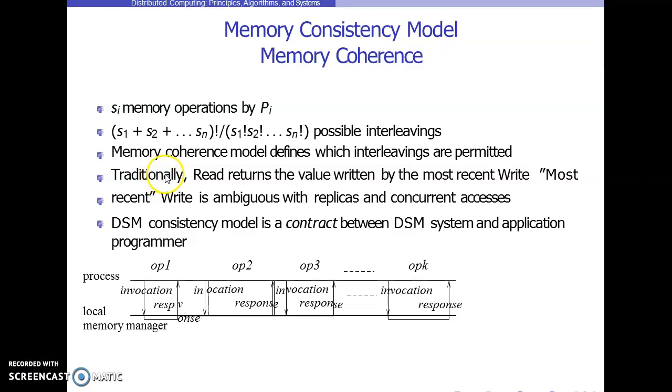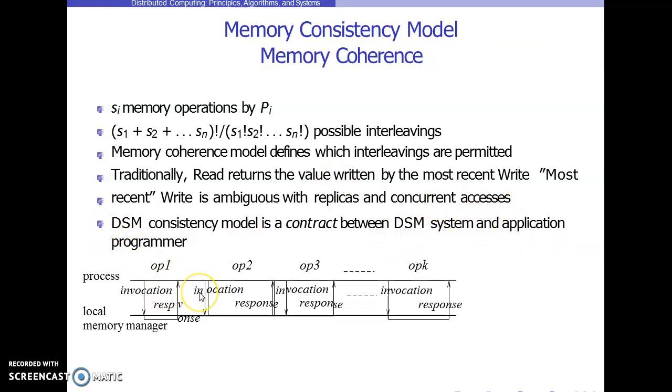Traditionally, a read returns the value written by the most recent write. But the most recent write is ambiguous with replicas and concurrent accesses. This DSM consistency model is a contract between the DSM system and the application programmer.